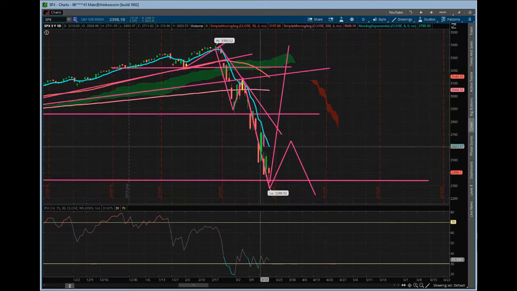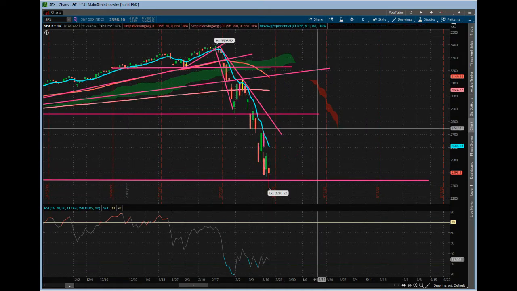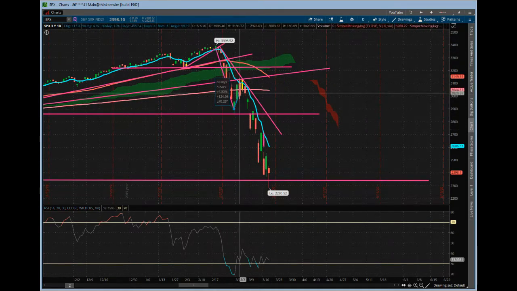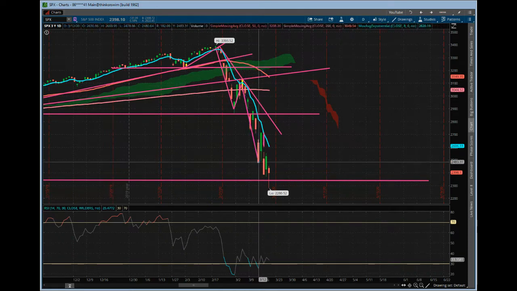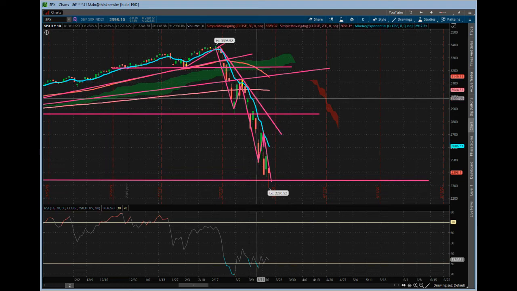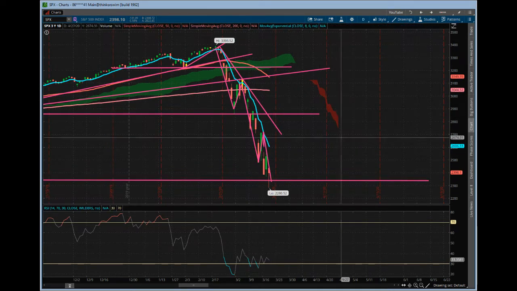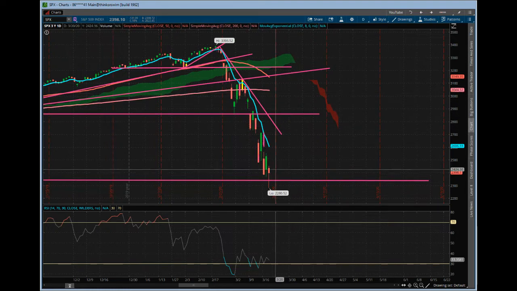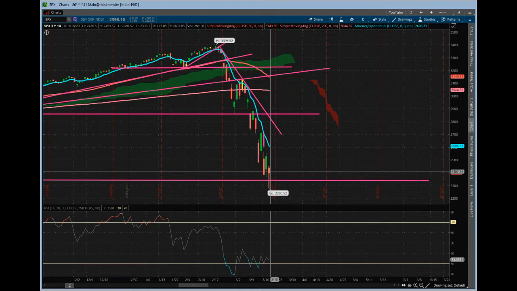And this wave might be over, because the count might be wrong, right? This could be wave 1, 2, 3, 4, 5, as long as 3 is not the shortest wave. This could be the potential finish of it right there. So we'll see exactly what it does. But again, we just have to use our levels and use our candles to be sure.